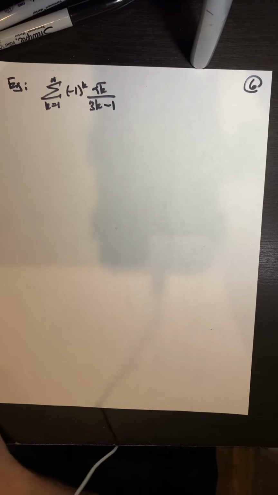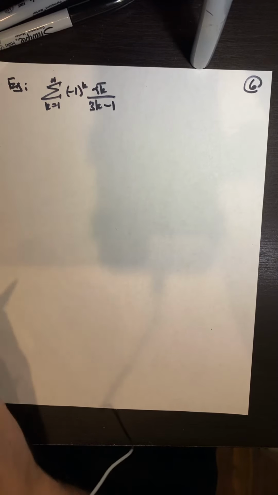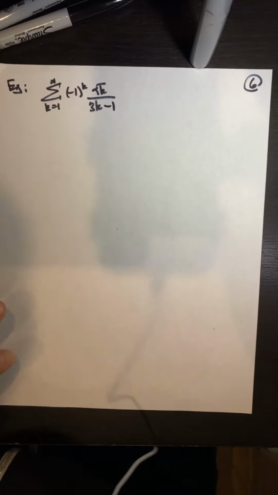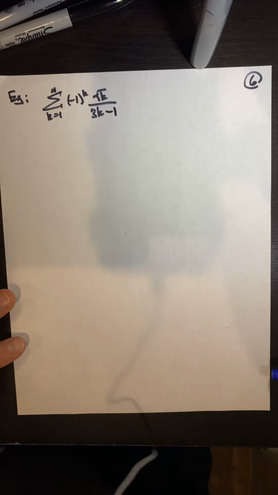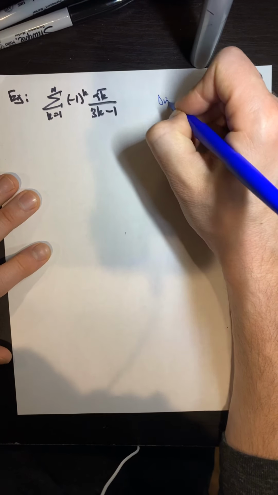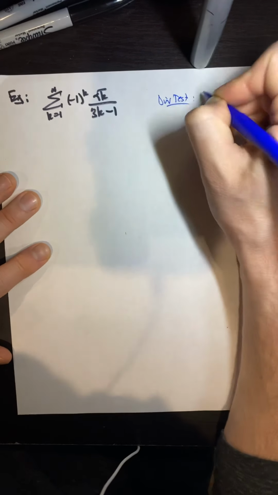Now, up until now, I would say those are kind of easy examples. So this one here is going to turn out to be a little tricky. This one is going to be conditionally convergent. So first, if you look at the divergence test, it's going to be inconclusive.